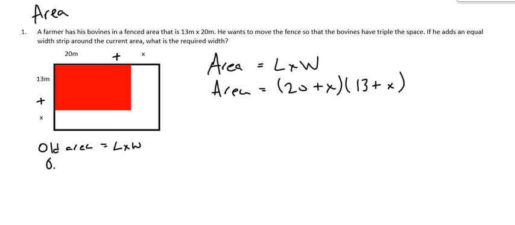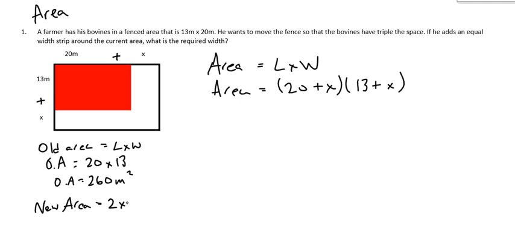So the old area, I'm going to call it OA for short. Old area is equal to 20 times 13. So the old area is 260 square meters. So the new area, and this is where the most common mistakes are, just not reading the question. The new area is 2 times the old area. Sorry, not 2 times. 3 times. I didn't even read it. 3 times the old area. And the new area, therefore, would equal 780 square meters. All right, multiplying those together.